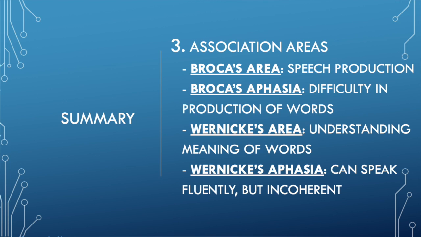The last concept we covered was the association areas of Broca's area and Wernicke's area. Broca's area allows a person to speak smoothly and fluently. Damage to this area is called Broca's aphasia, which is difficulty in the actual production of words. Wernicke's area is important for understanding the meaning of words. A person with Wernicke's aphasia can speak fluently, but their sentences are largely incoherent.